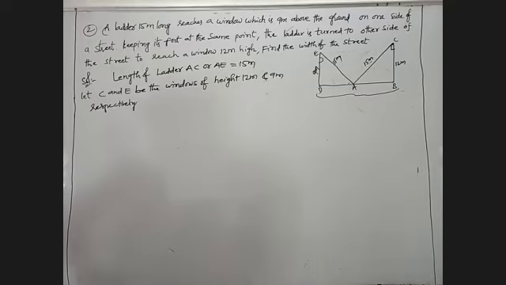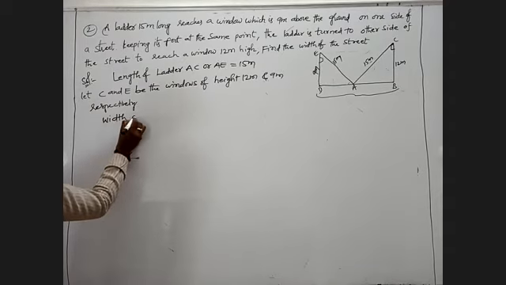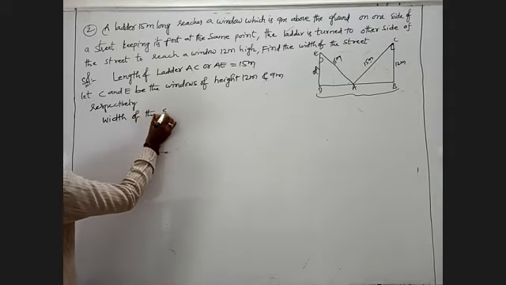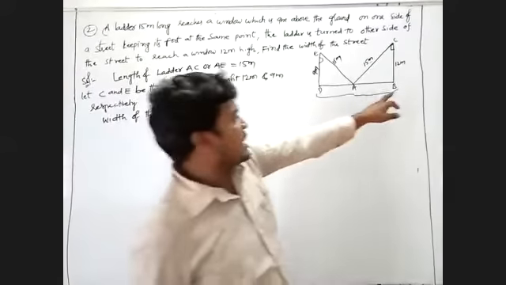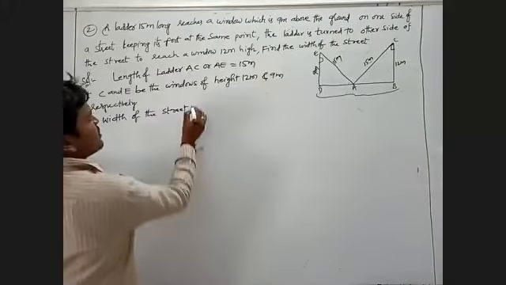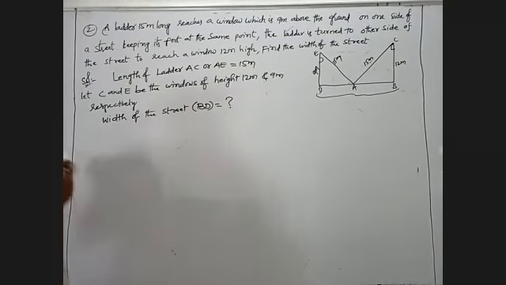Okay, width of the street. Width of the street that must be BD. BD we have to find out. BD is equal to question mark.